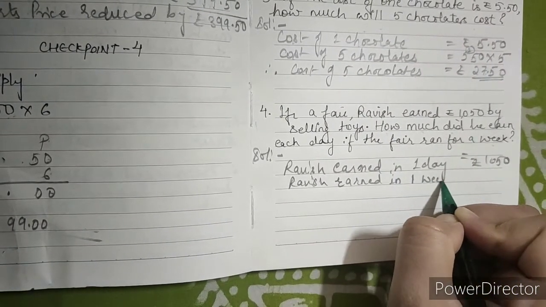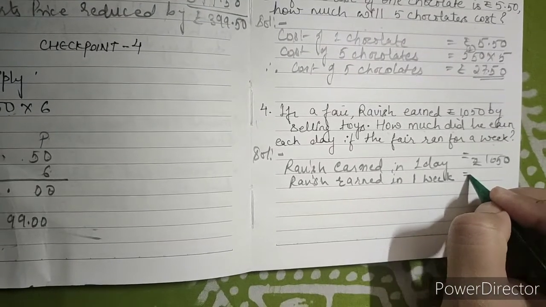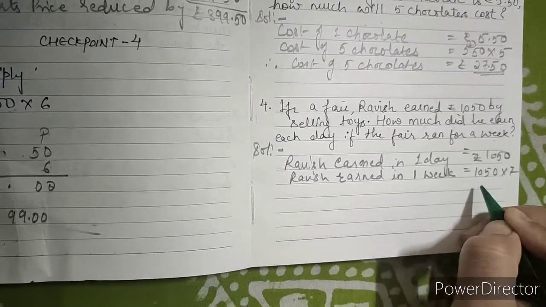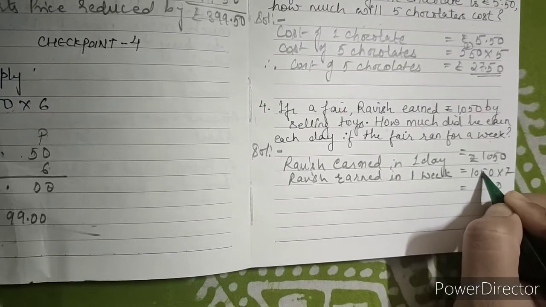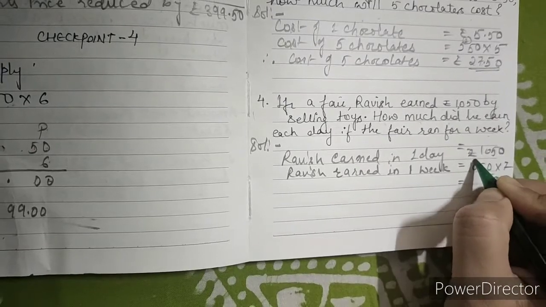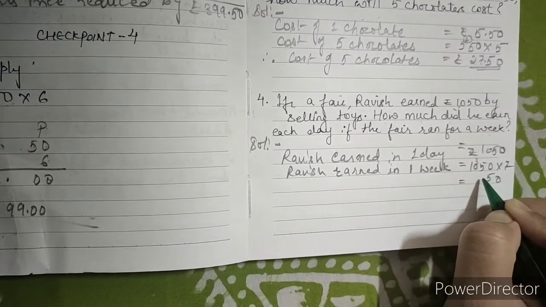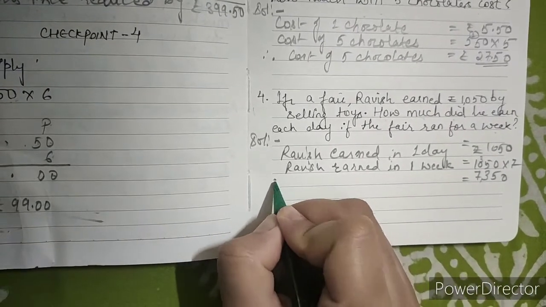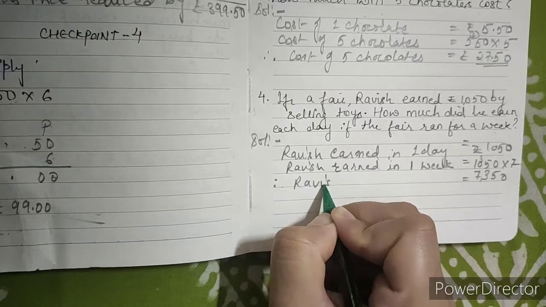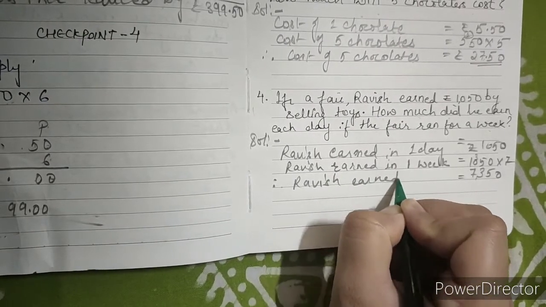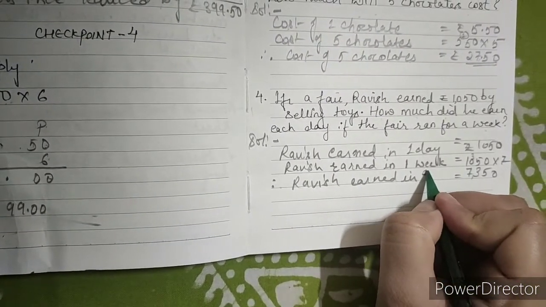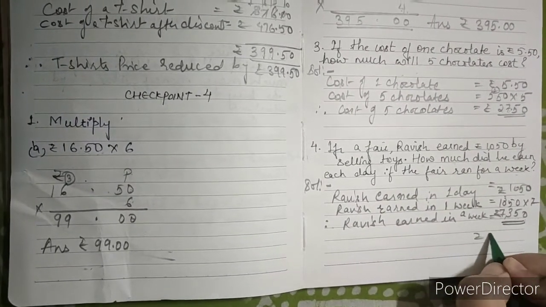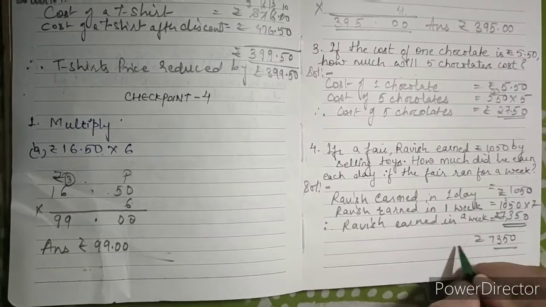in 1 week, or we can write in a week. In 1 week there are 7 days. So we will write 1050 multiplied by 7. So 7 zeros are 0, 7 5s are 35, we'll write 5, carry 3. 7 zeros is 0 plus 3, we'll write 3, 7 1s are 7. So therefore, Ravish earned in 1 week or in a week rupees 7,350. This is our answer.